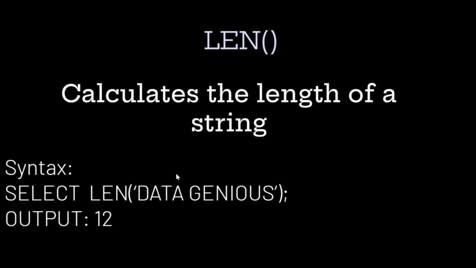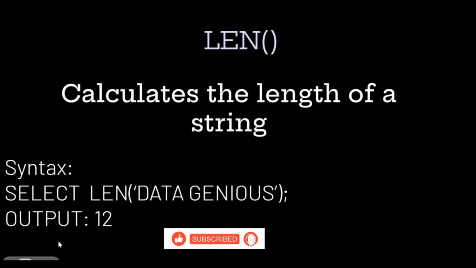Let's move toward the third function, the len function. What it does is it calculates the length of a string. In SQL Server we use the len function, but in MySQL or Oracle we use the length function. The syntax is len data genius. The output is 12 because it is counting the space as well. Data has 4 characters and genius has 7, so 7 plus 4 is 11, and 1 is the extra space between A and G. So the output is 12.